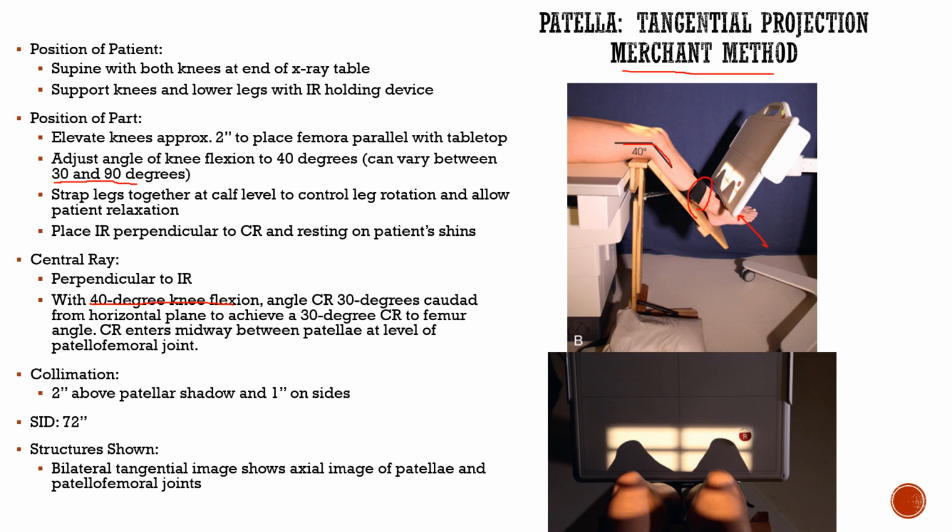We're going to enter midway between the patellae at the level of the patellofemoral joint. Our collimation is 2 inches above the patellar shadow and 1 inch on the sides. Our SID should be 72 inches for this image. And we're going to see a bilateral tangential projection that shows axial images of the patellae and the patellofemoral joints.